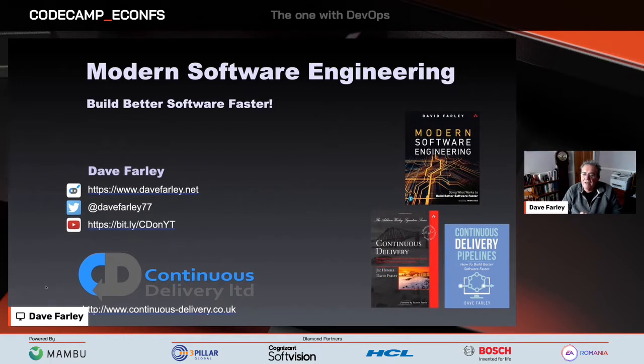So this is the first time, I think, that I've shown in a presentation the picture of my new book coming out, Modern Software Engineering. And some of the ideas in this are kind of based on that, and I'm going to explore those. I've got a couple of other books that talk about continuous delivery and continuous delivery deployment pipelines also around.